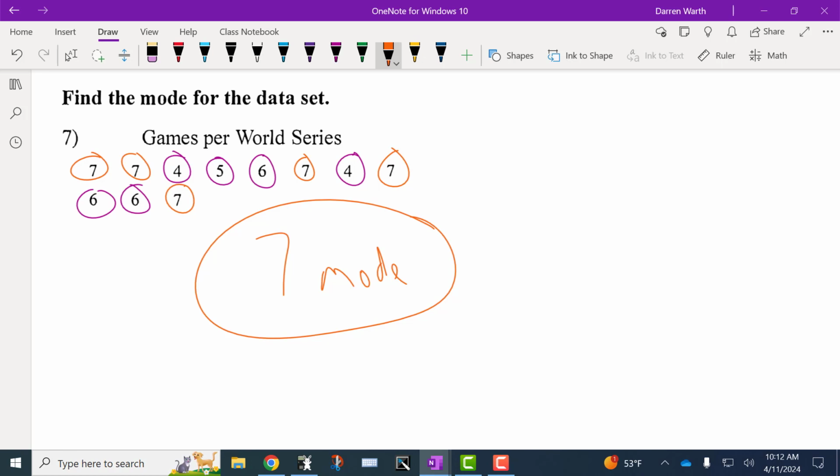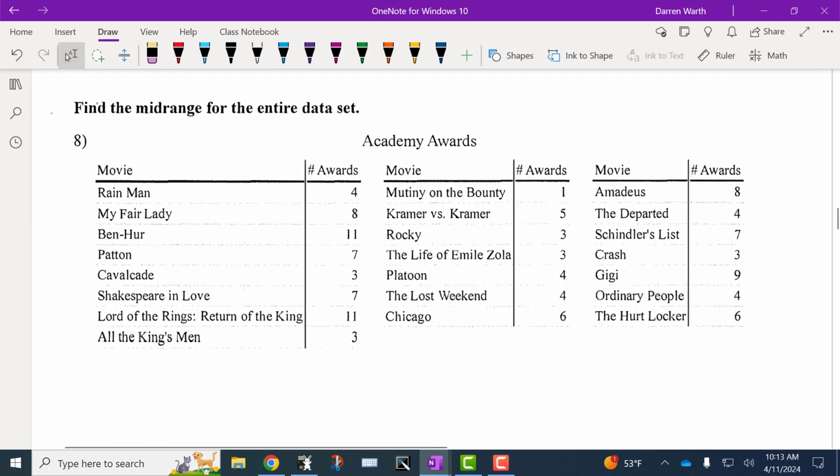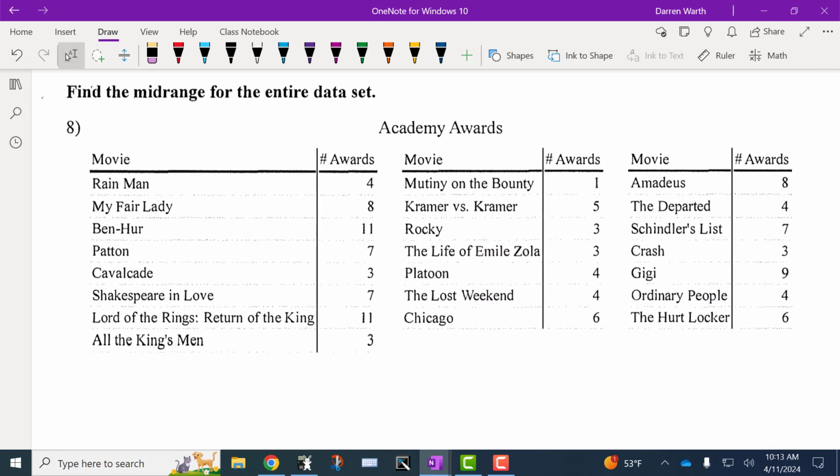Okay, now on this next one, on number 8, it says find the mid-range. So on number 8, here I've got a set of data, and it wants me to find the mid-range of that data. So remember, for mid-range, you're going to take the smallest data value and add the highest data value, then divide by 2. So I have to look at all my data values, and find the highest or the biggest data value. I've got to find the smallest data value. I'm going to add those together and divide by 2.